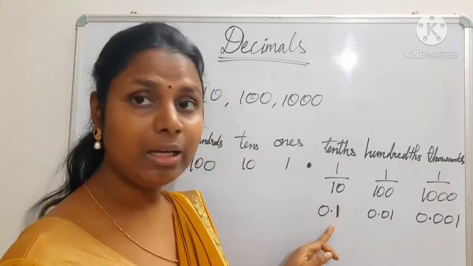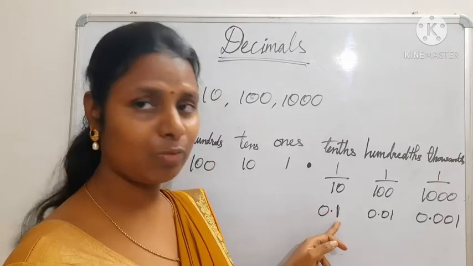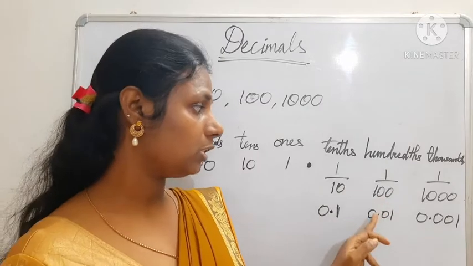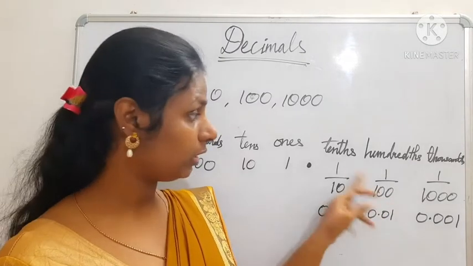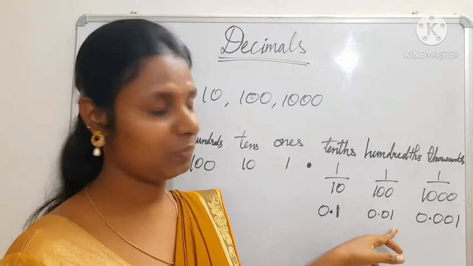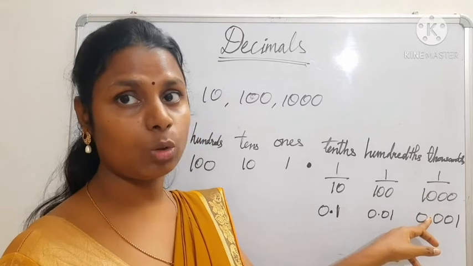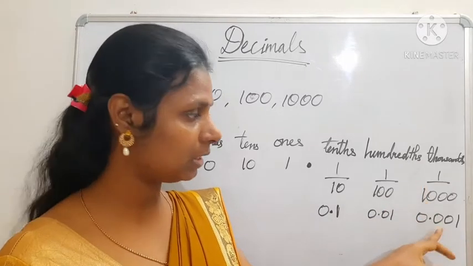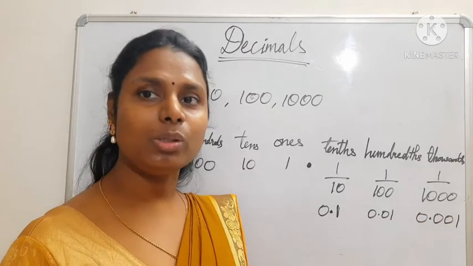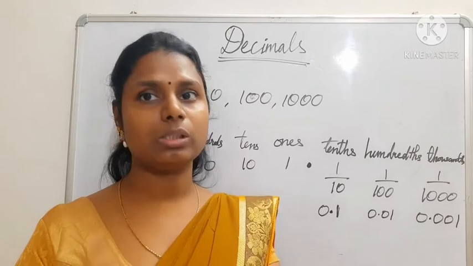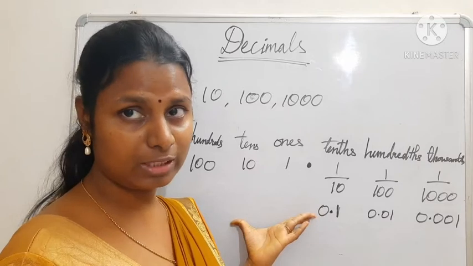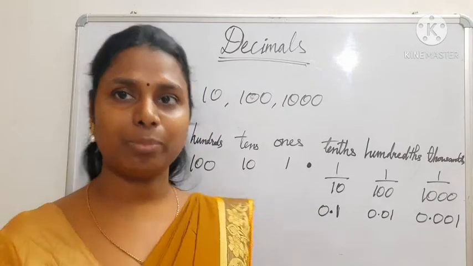It is the place after the point, so after the point I wrote 1, 0.1. Okay. Here hundredths is 0.01, because it is in the second place, so I put a 0 and then put 1 in the second place. Here in the third place is thousandths, therefore 0.001. 1 is in the thousandths place. Have you got the place value chart of decimals? This one you have to remember.